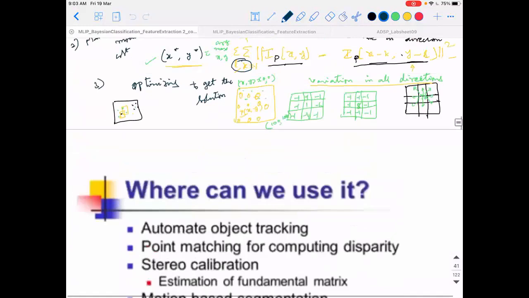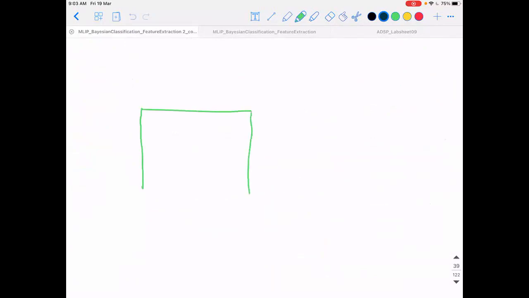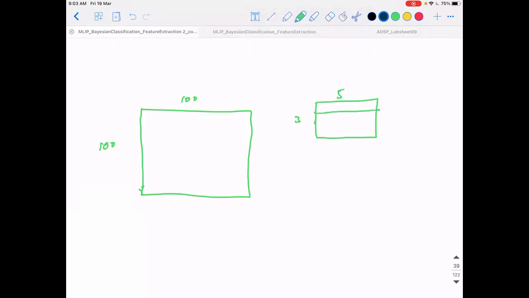Before we move on, there was a question: say you are given an image, and in the image you want to find out where there are triangular objects. We said this is a binary image, let this be 100 cross 100. Our objective is to find triangular objects. Say the filter suggested for this is 3 cross 5. So can anyone help me with how the filter should be?